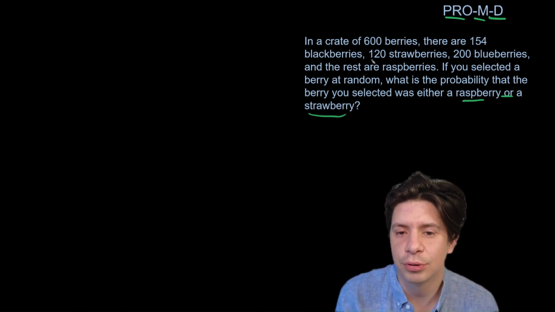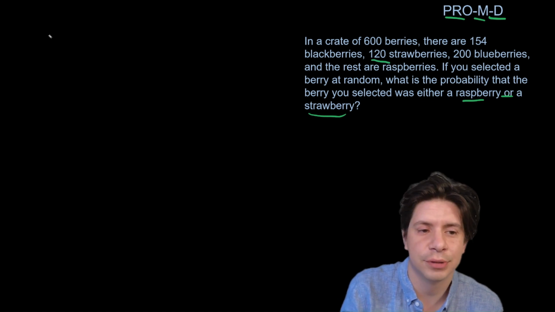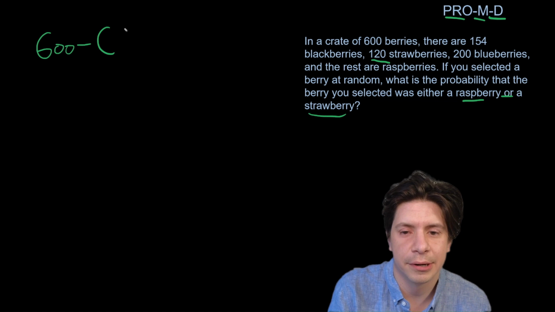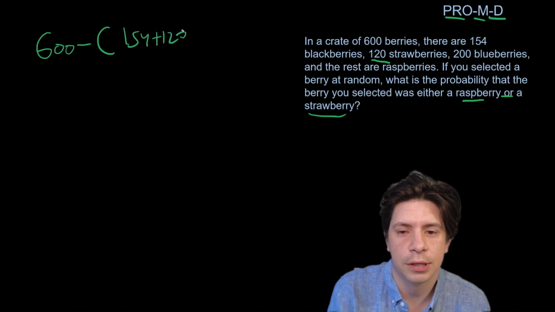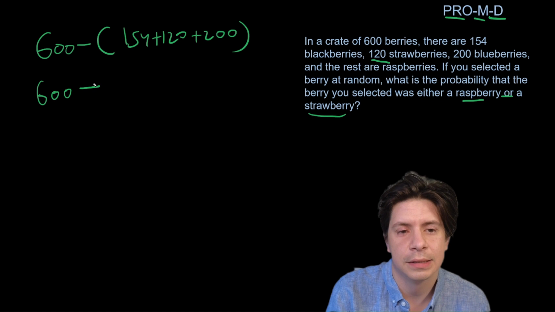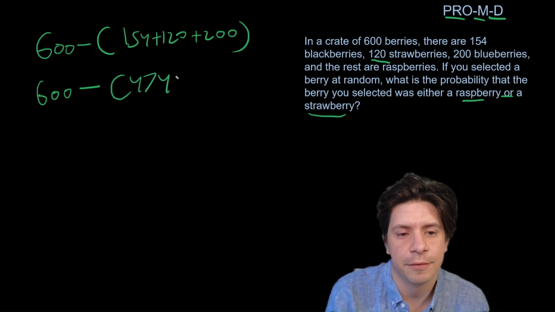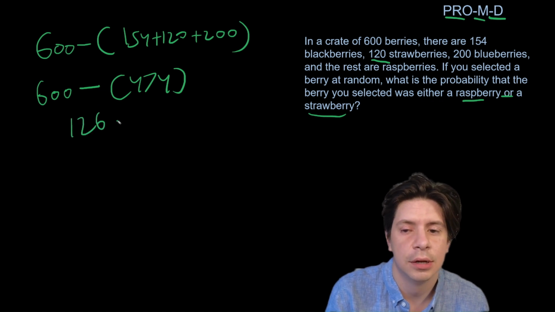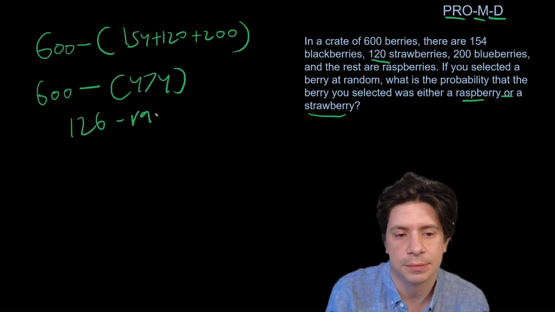So we have 120 strawberries, and then raspberries will be 600 minus all the other berries. So 600 minus 154 plus 120 plus 200. That's going to be 600 minus 474. That's what that adds up to. So we're going to have 126 raspberries.